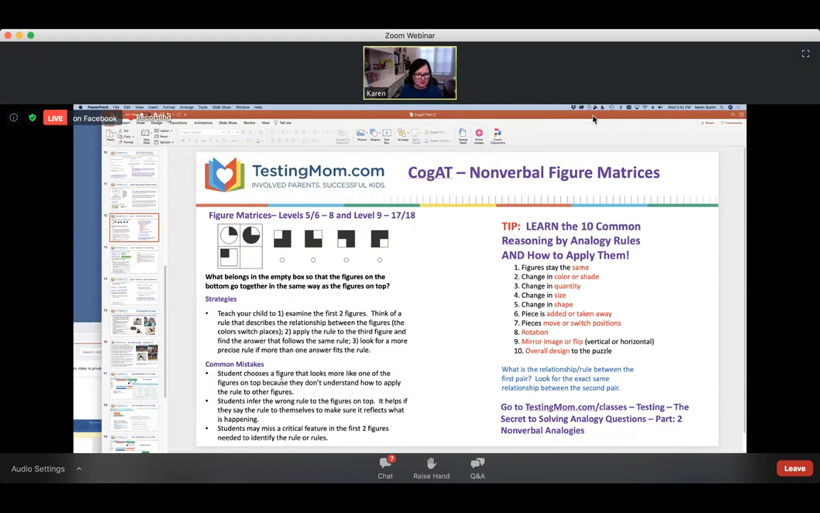Very common mistakes is they might pick something that looks more like the figures on top. So they might just pick this one because it looks more like those. They might infer the wrong rule. That happens a lot. And it helps if the child says the rule out loud or to themselves. They say the rule, so they're looking to apply the rule specifically. Or they might miss something that's happening across the figures, and they might just misunderstand the rule itself.